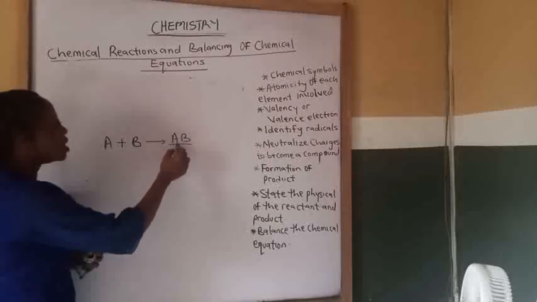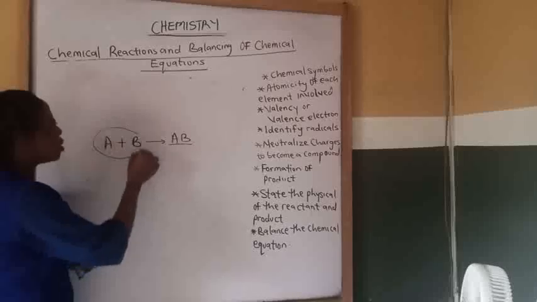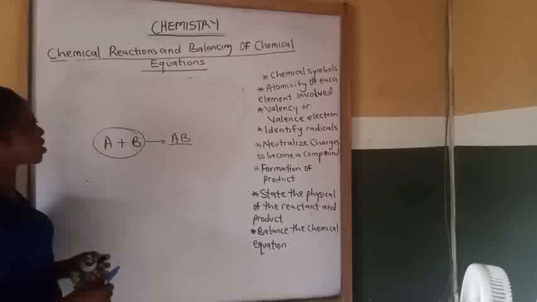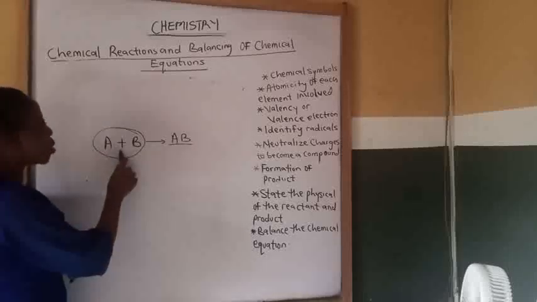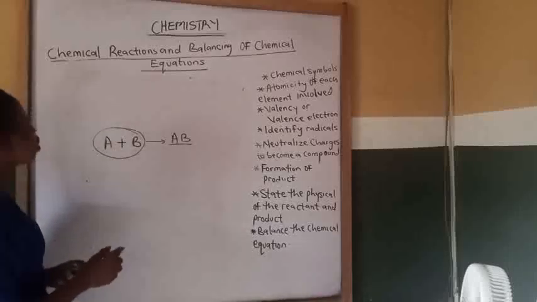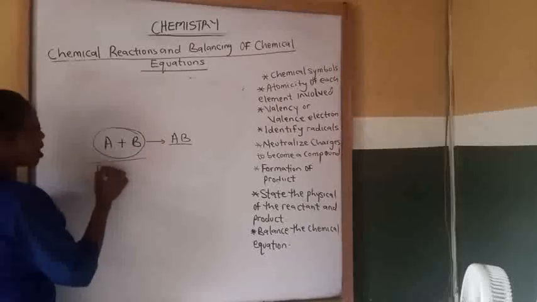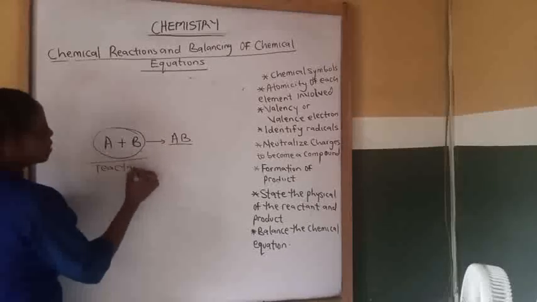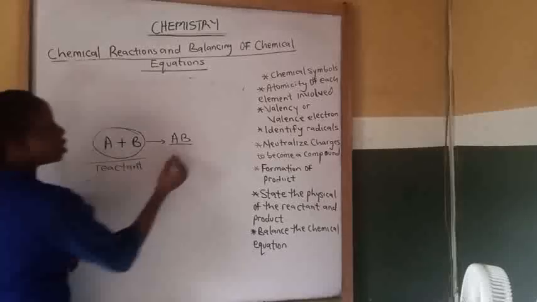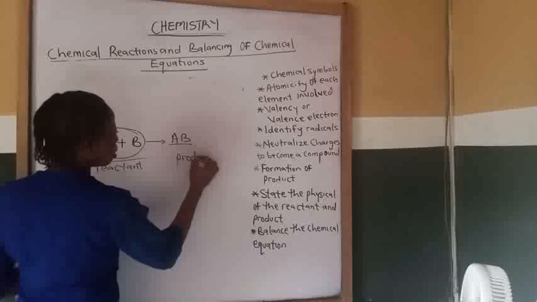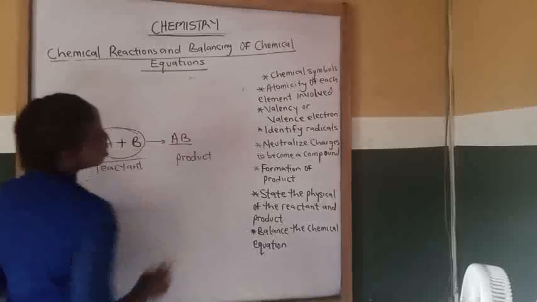So the product formed is totally different from the reactant. The product formed is totally different from what we have at the reactant side. So in a chemical reaction, the left hand side is called what? Reactant side. The left hand side is called the reactant side, while the right hand side is called the product side.